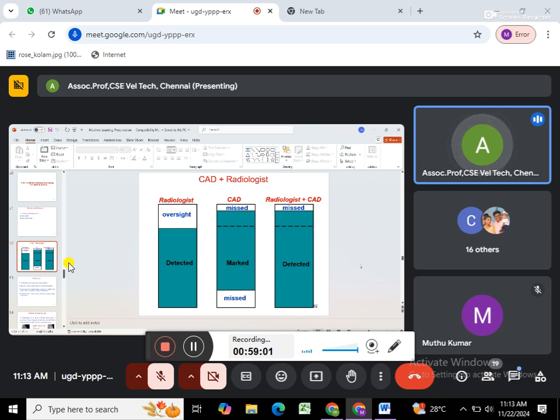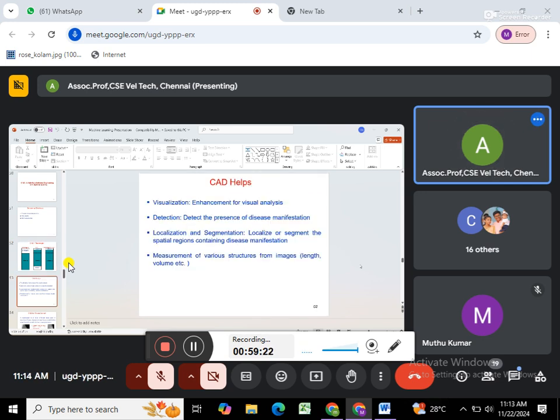CAD in general can miss something. In general, radiologists can miss something. With the combination of radiologists as well as CAD, the missing parameter is very, very low. Having detected the majority, we can achieve 90% accuracy with both the radiologists as well as the CAD system. So improving the CAD helps visualization of enhancement for visual analysis, right?